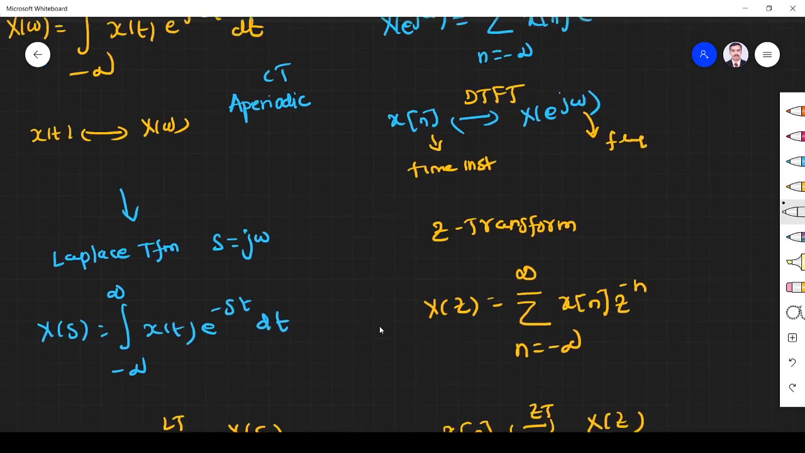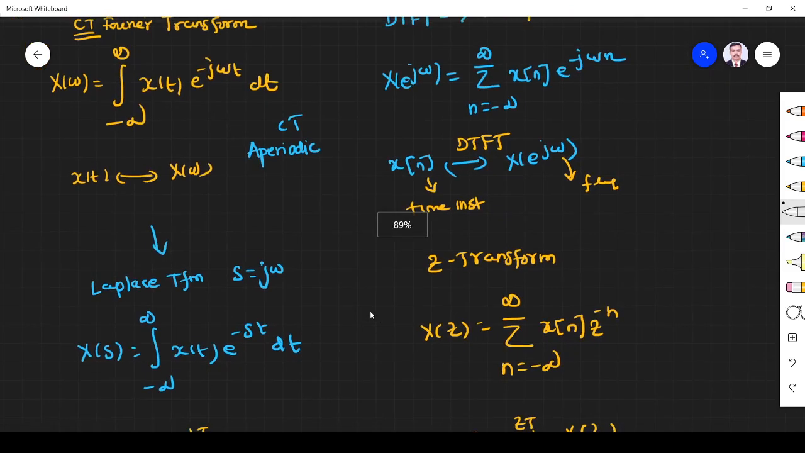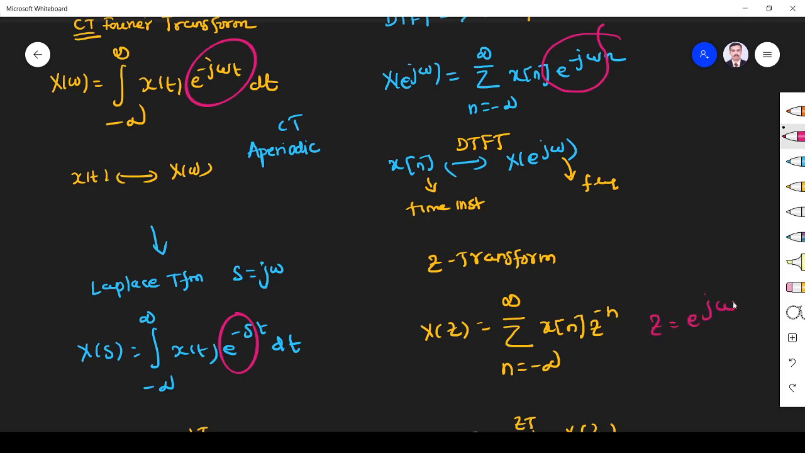But if you look at all the transforms, you must have noticed one thing. What is that? It is e power minus j omega t. Here s is equal to j omega, again e power minus j omega. Here z is equal to e power j omega. So all the transforms are having e power j omega.